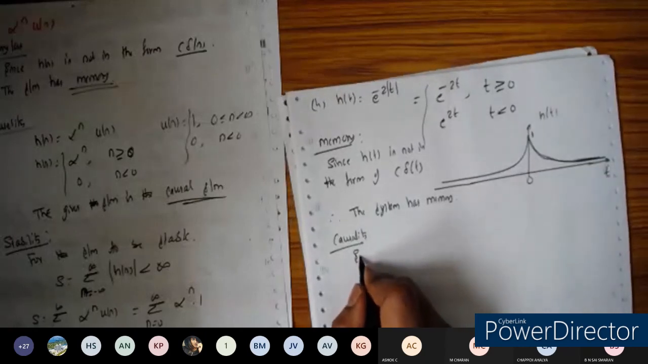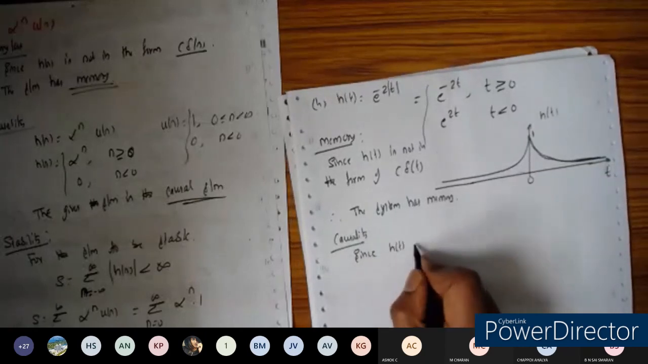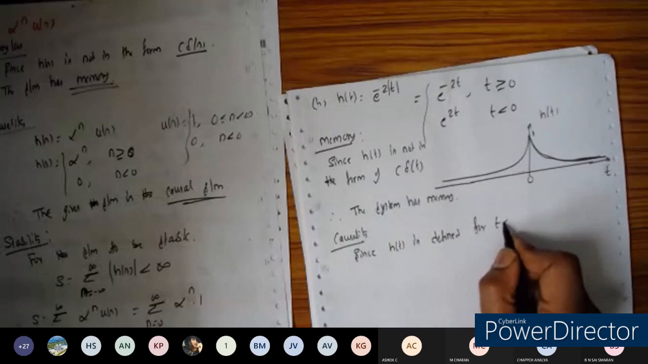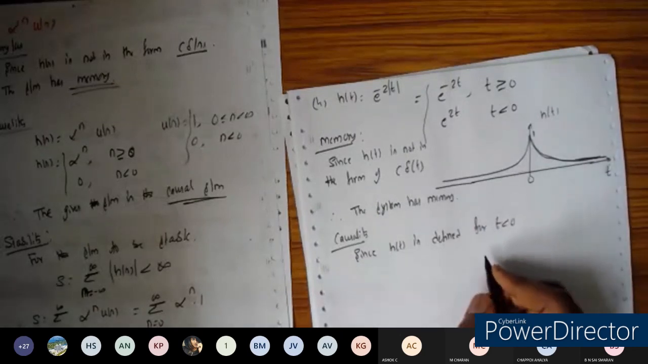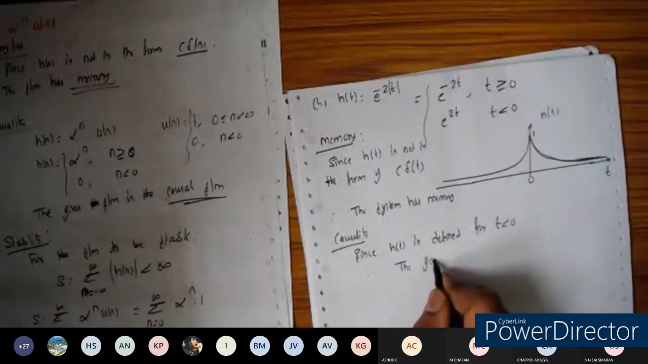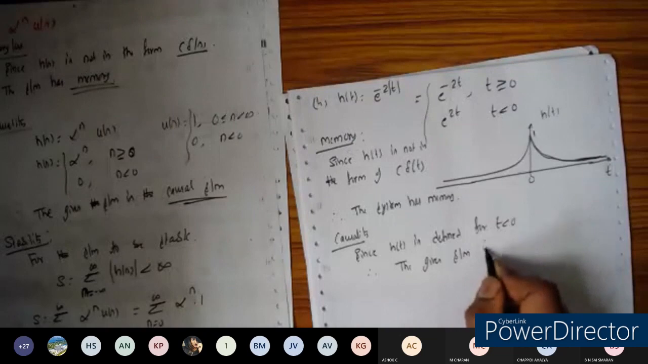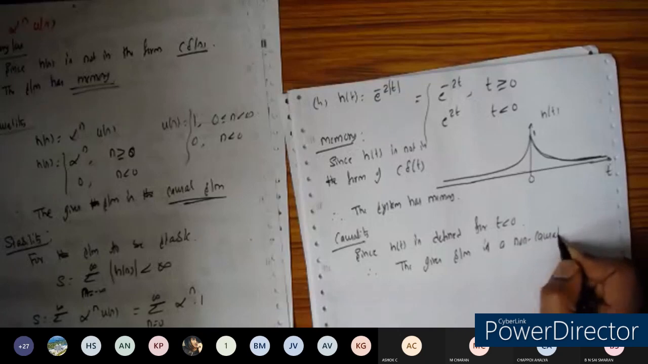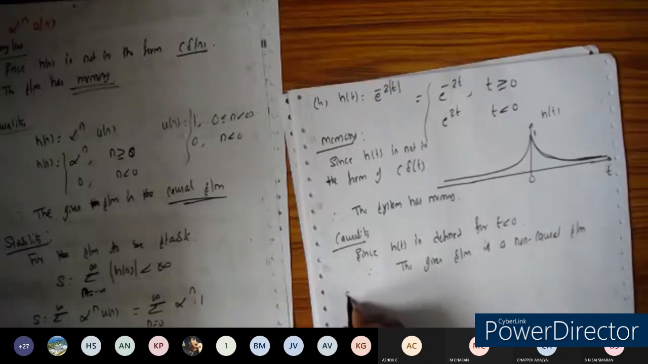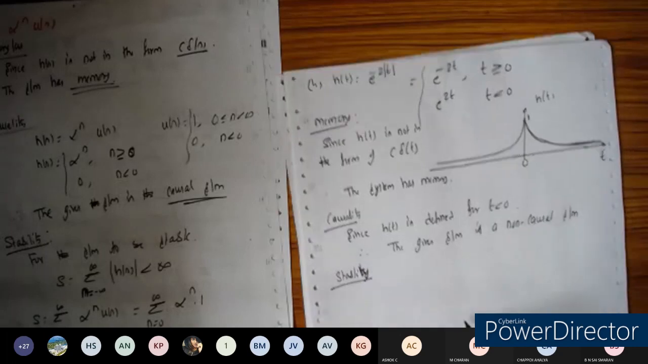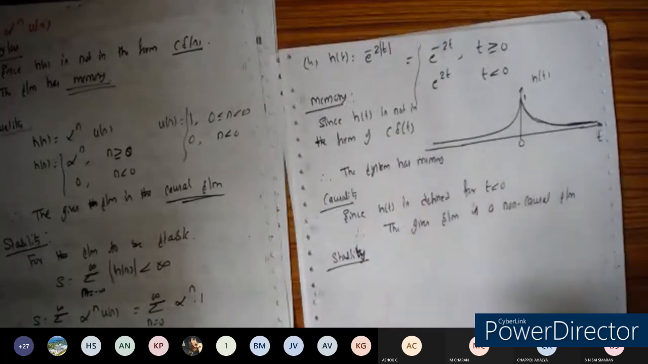Since h of t is defined for t less than 0, therefore the given system is a non-causal system. So done. Memory and causality are very simple here.